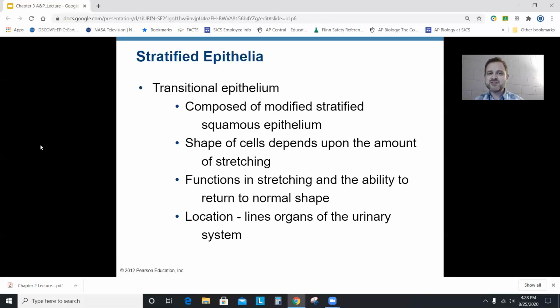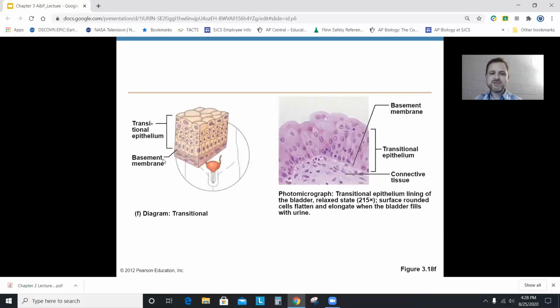So these are cells that are stratified, they're transitional, and they can stretch to be larger. These would be organs that you want to be able to stretch and then return to the normal shape. After you go to the bathroom, your bladder goes back to its normal shape. So transitional epithelium are cells like the bladder or the uterus that are stretchy. This is showing cells of your bladder, and you can see that it's transitional. The size sort of changes, and you can see there's more than one layer.